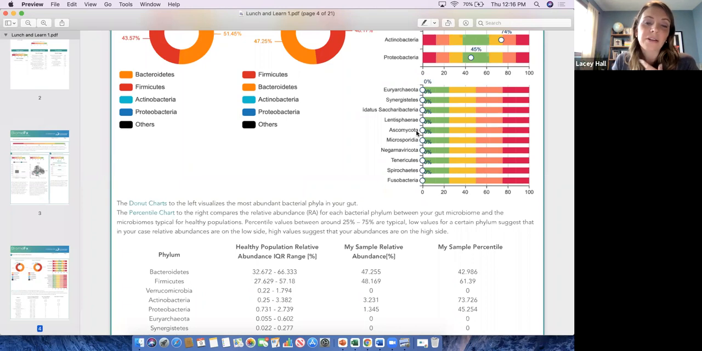Ascomycota is where yeasts, funguses, and even molds live. So for some of us, we're so determined to find out if our patients have candida. But there's so many other species and groups of microorganisms within this phyla that could be giving similar symptoms as candida, but it's something else. So it can still give you a sign that yeast and funguses are overgrown.